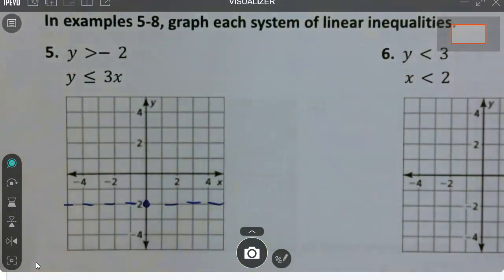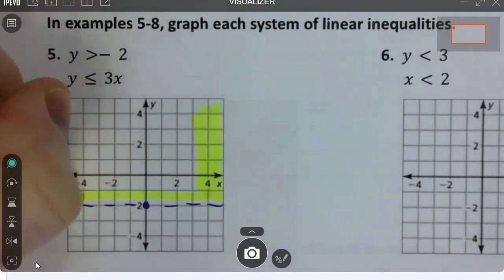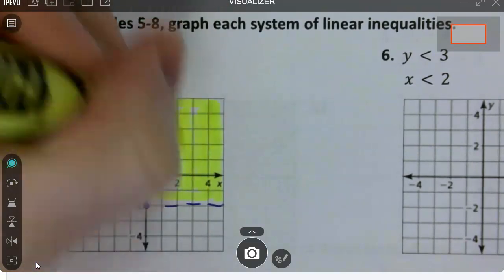And because it says y is greater than negative 2, I need to shade where all the y values are greater than negative 2 or above negative 2. So here would be how we shade that one.